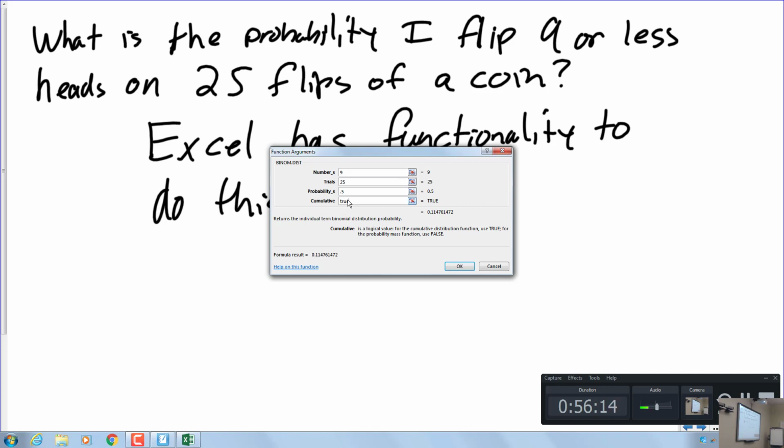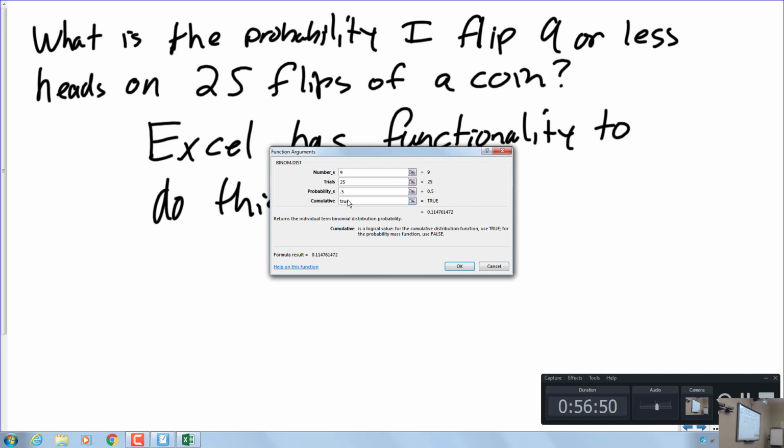When you set the cumulative to true, that just tells it to add everything up down to 0 from the number you entered in. If you enter in false, then it will calculate the probability of exactly getting whatever number you typed in for successes. So if you said false, you would just get the probability of getting exactly 9 heads. With true, you get the probability of 9 plus 8 plus 7 plus 6 plus 5 plus 4 plus 3 plus 2 plus 1 plus 0. And it will do all of it for you.